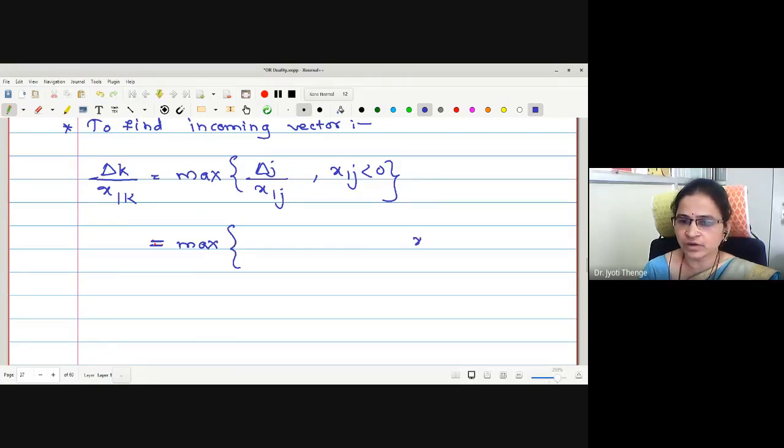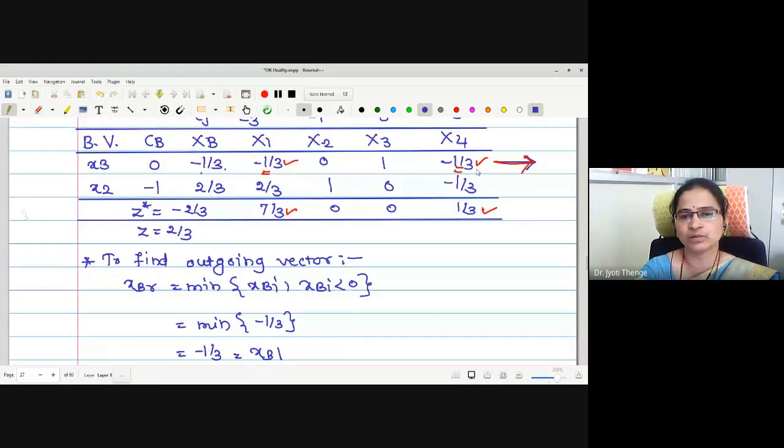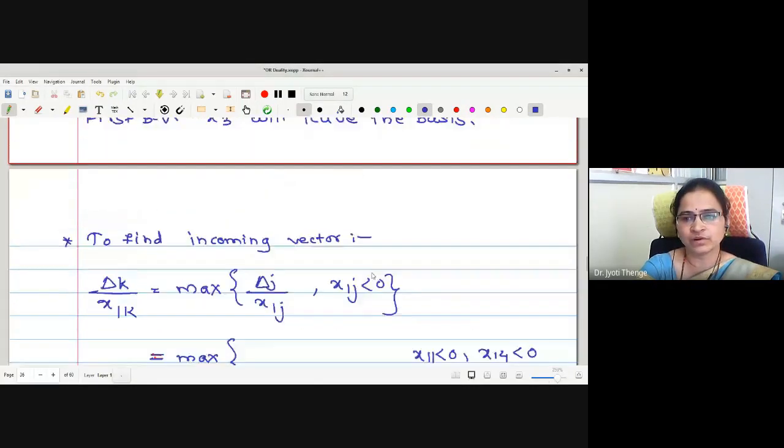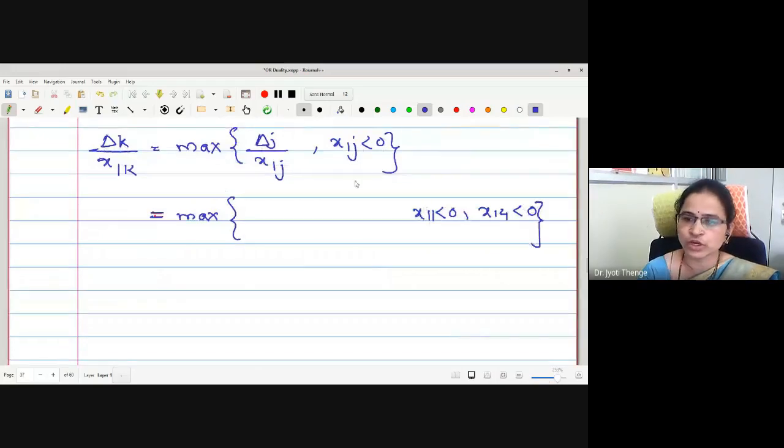Which entries are negative? x11 is negative, x14 is negative, no? Am I correct? x11 and x14. If you are having any kind of difficulty, you just stop me and ask. Okay? x11 and x14 are less than 0. Therefore, which two ratios are to be calculated? j equal to 1 and j equal to 4. That is delta 1 upon x11 and delta 4 upon x14. Correct, no?